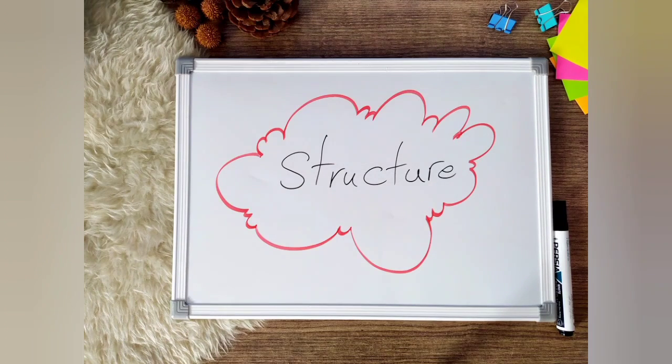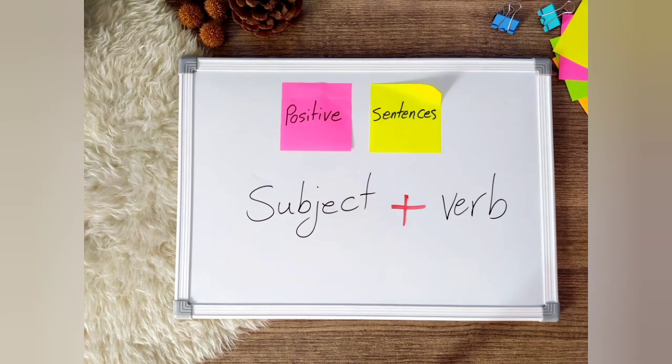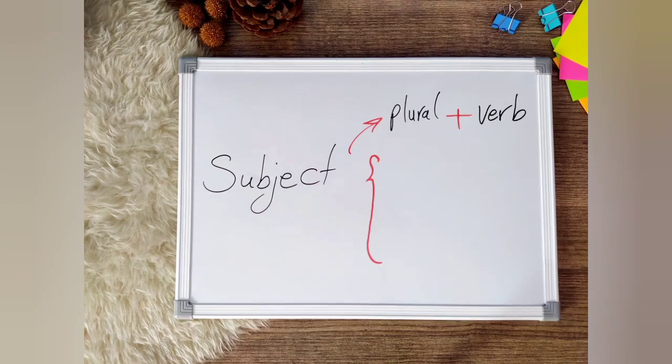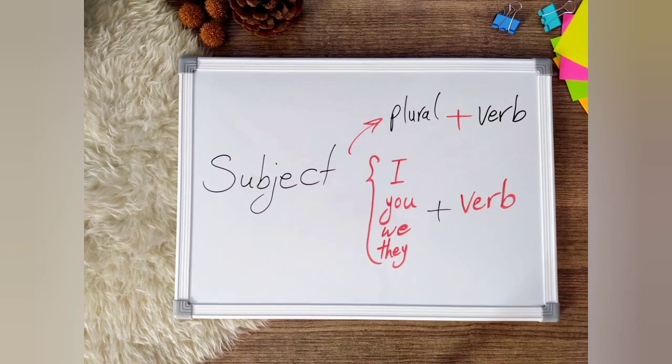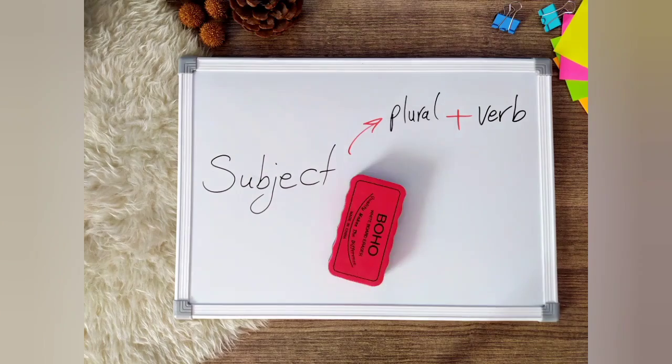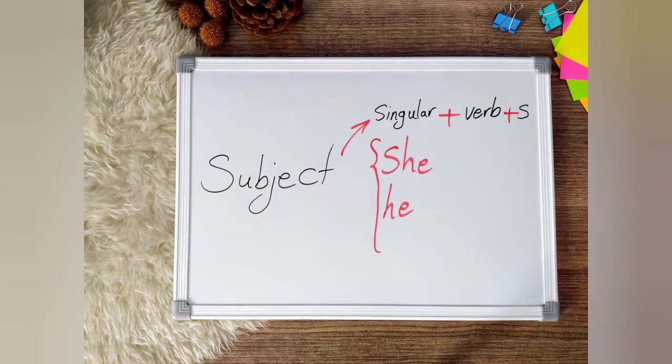Now it's the structure time. This is the structure of simple present tense in positive sentences. We have subject plus verb. If we have plural subjects or these subject pronouns I, you, we, they, we simply use base form of the verb. On the other hand, if you have singular subjects or these subject pronouns she, he, and it, you must add s to the verb.